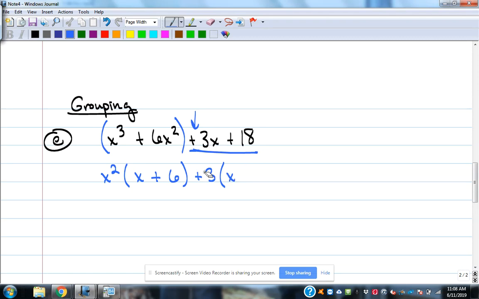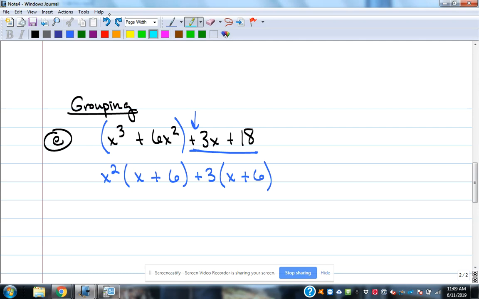X. What times positive 3 gets me positive 18? Positive 6, right? Notice those parentheses match. They're both x plus 6's. If that happened, then that means this factors and we did it right. Okay? We got the GCFs out. Now, here's the next step.